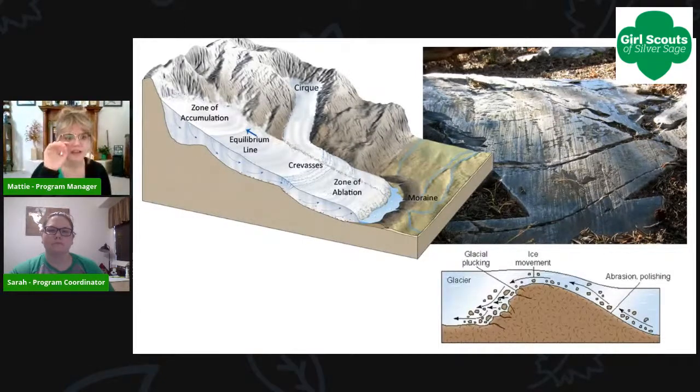And to really understand how much impact glaciers have, we're going to go through a couple different topics of them so you can see what is the proof that a glacier has been there before and how can you possibly identify that a glacier's been in an area next time you go there.